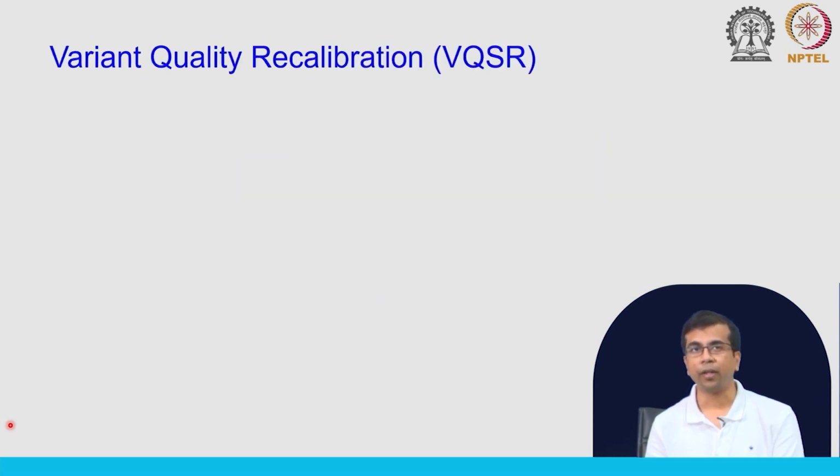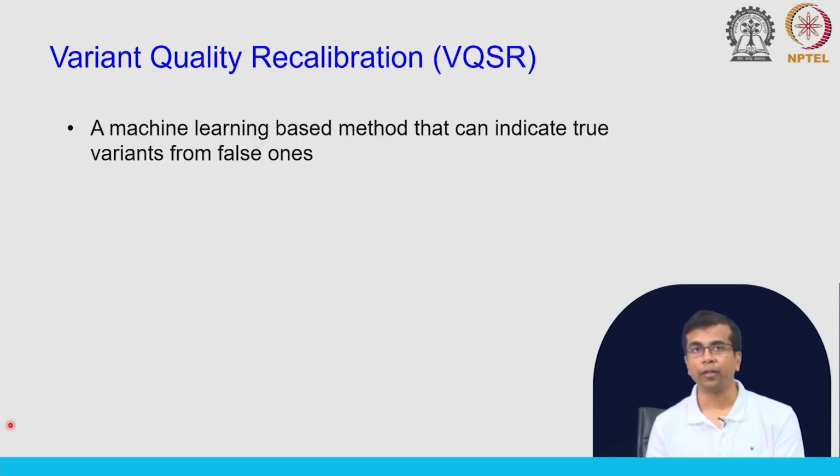So, a brief word about variant quality recalibration or VQSR. What it does is apply a machine learning based method that can identify the true variants and separate them from the false ones. Do not confuse this with BQSR, which is the base quality score recalibration. This is a different recalibration.